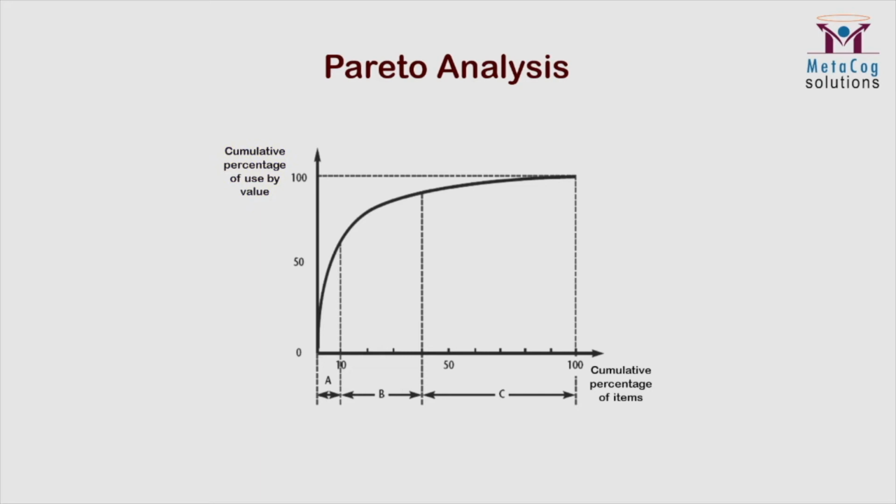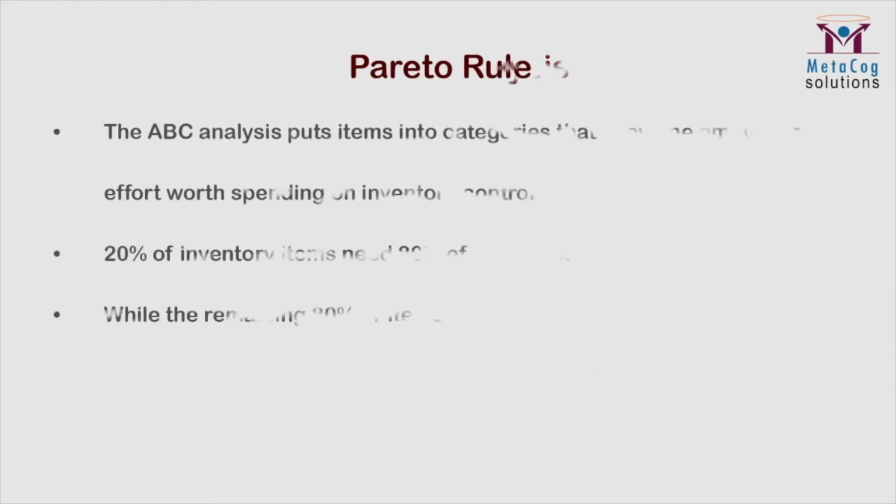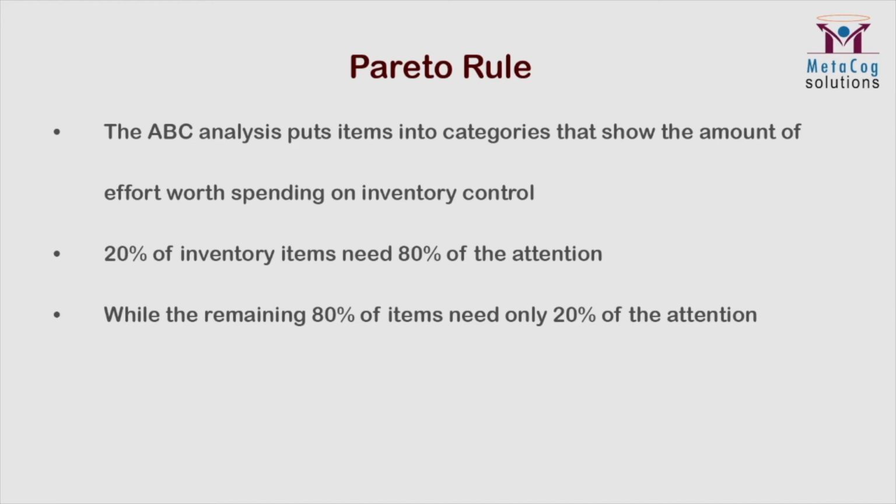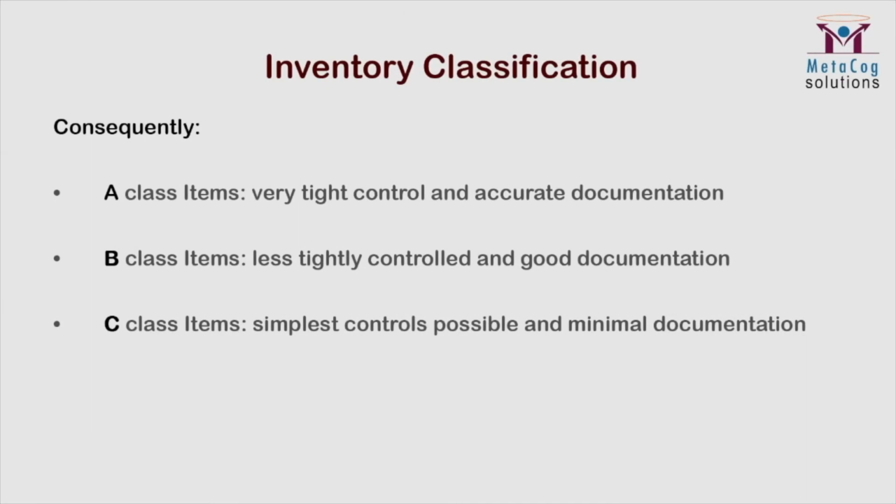As can be seen from the graph, a few items contribute to a high percentage of usage by value, and there are many items which are the C class items which contribute to only a small percentage of usage by value. The Pareto rule. The ABC analysis puts items into different categories to show the amount of effort that is worth spending on inventory control of these items. 20% of the items need 80% of the attention, while the remaining 80% of the items need only 20% of the attention. How is this useful to purchase managers?